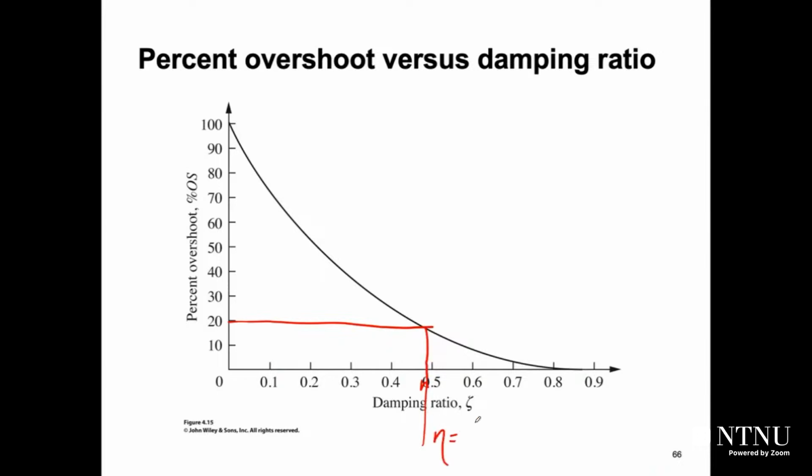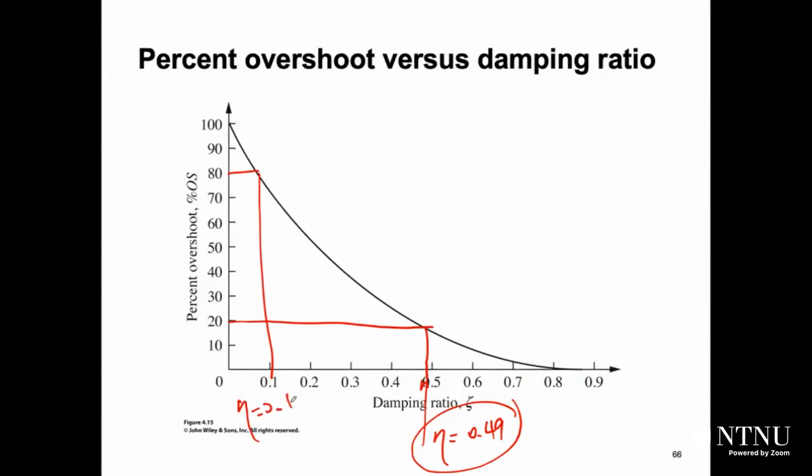So zeta here will be maybe 0.49, right? So from this curve, in fact, we will be able to find the zeta, which will help us to get maybe 20% overshoot. Of course, if you want a higher percentage overshoot, what does this mean? In fact, we need to decrease zeta, correct? For example, zeta here equals 0.1.